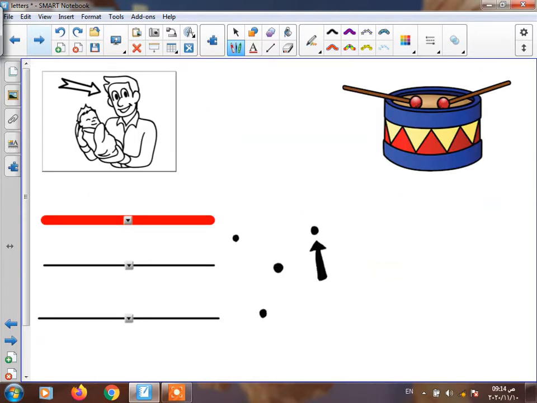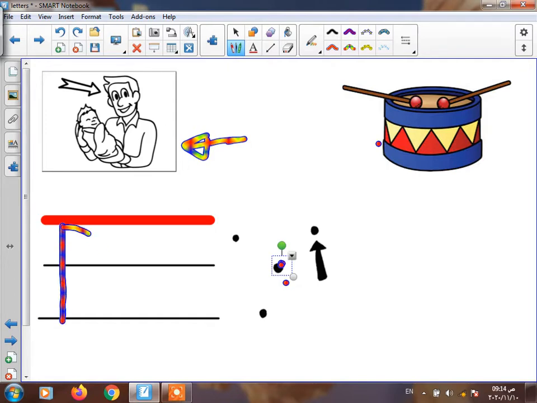What's the next here? KG2, who is this? He is a dad. And what is it? It's a drum. And what is it, KG2? It's a dot. Dad, drum, dot. Start with sound D. Start with letter D. How can I write letter D, KG2?